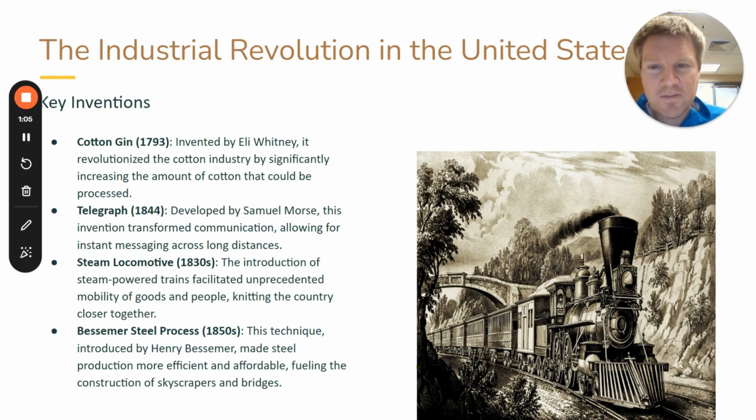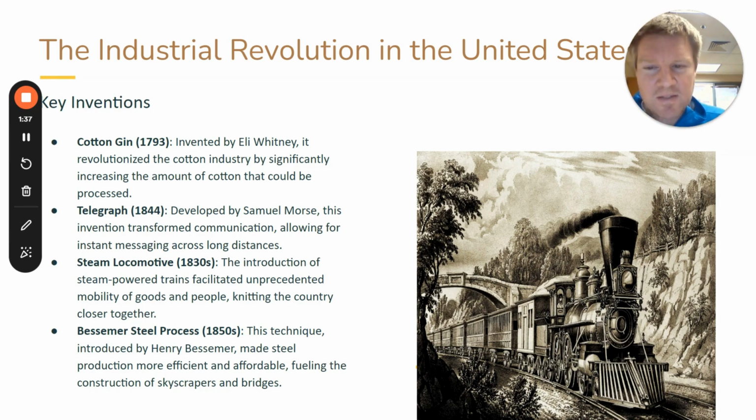In 1844, you had your telegraph by Samuel Morse. This was going to transform communication, allowing for instant messaging across long distances as long as they have the telegraph cables. Steam locomotive, 1830s. The introduction of the steam-powered train facilitated the mobility and transport of goods and people across the country. It's going to really shorten the time that it takes to move heavy goods and people.